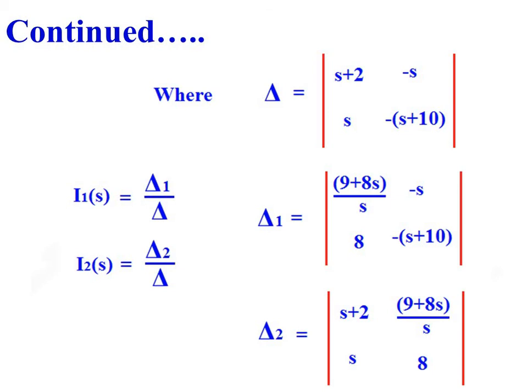I1 of S is equal to delta 1 by delta and I2 of S is equal to delta 2 by delta. Application of Cramer's rule, where delta is equal to determinant of S plus 2, minus S, minus S, minus of S plus 10. Delta 1 is equal to determinant of 9 plus 8S the whole divided by S, minus S, 8, minus of S plus 10. And delta 2 is equal to determinant of S plus 2, 9 plus 8S by S, minus S, 8.